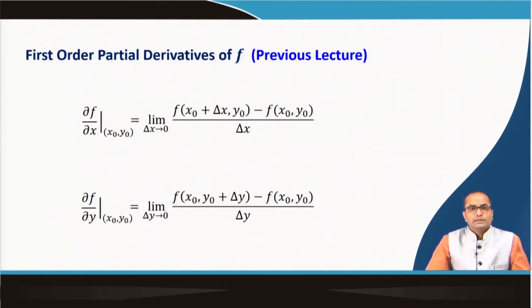Similarly, the partial derivative of f with respect to y was defined, and there we keep x naught constant and have a variation in y, as in the ordinary derivative with respect to one variable. So f of x naught, y naught plus delta y, minus f of x naught, y naught, divided by delta y, and then we take the limit. If this limit exists, we say that the first order partial derivative of f at x naught, y naught exists.